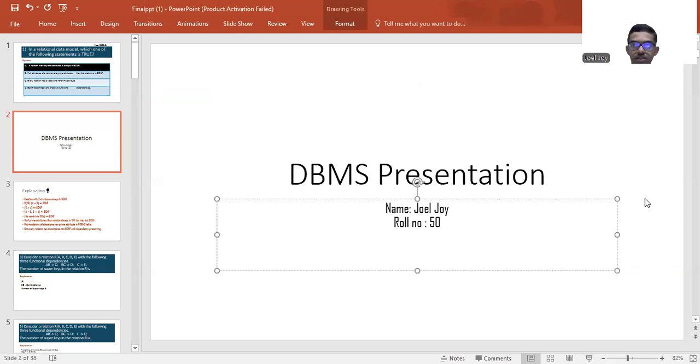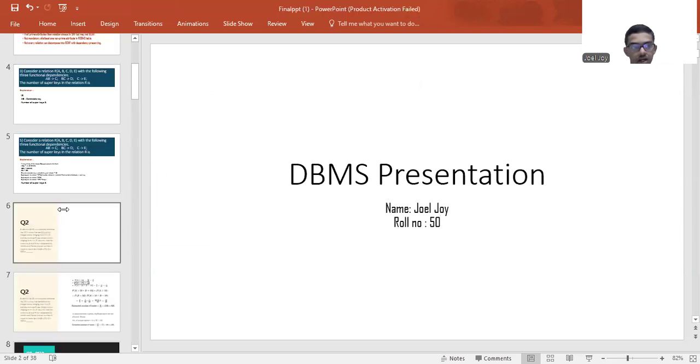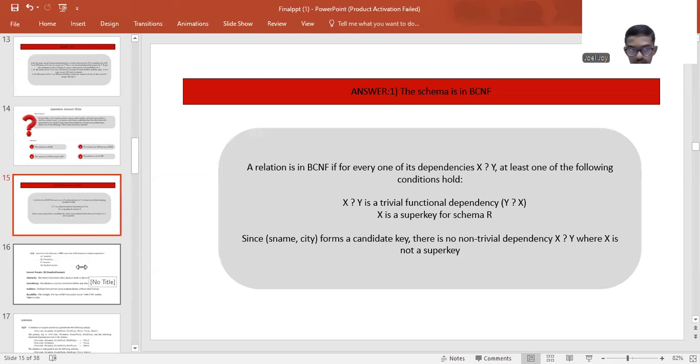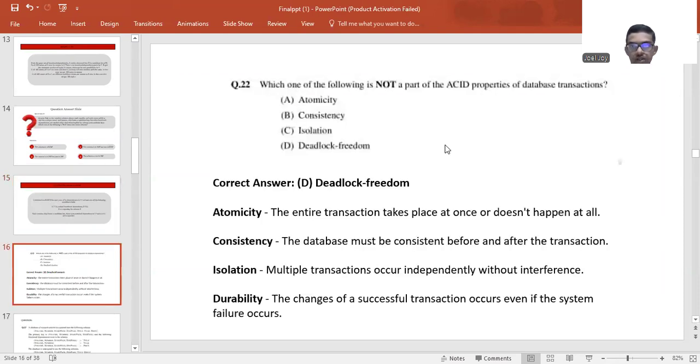Today I'll be going through a few questions of DBMS. First question is: which one of the following is not a part of the ACID properties of database transactions? The first option is atomicity, consistency, isolation, and the last one is deadlock freedom.